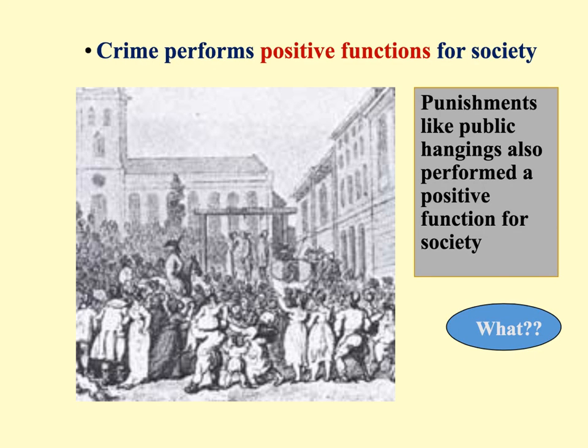Durkheim also argued that crime performs positive functions for society. So for him, punishments like public hangings also performed a positive function. Can you explain or annotate what positive function public displays of punishment would have for the rest of society?